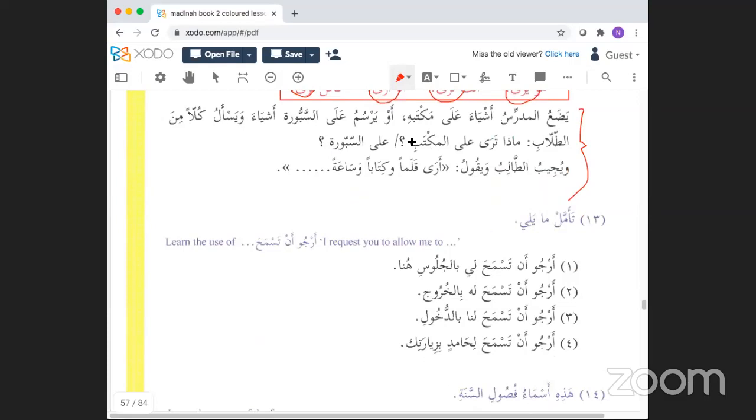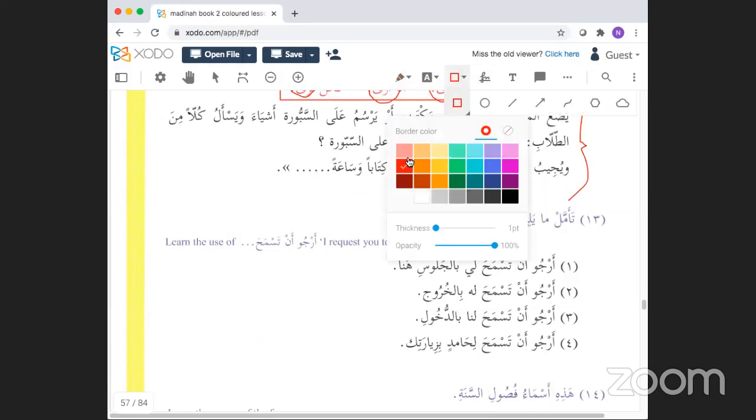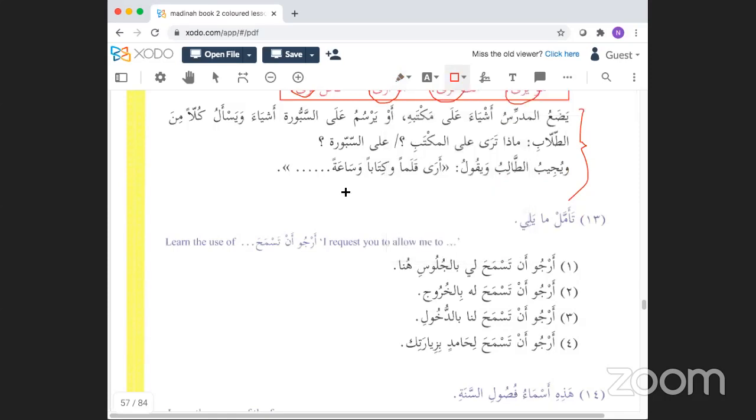Let's go to Tamreen al-Thalith Ashar. These are all words that were in the dialogue. So we have this word, and tasmaha.